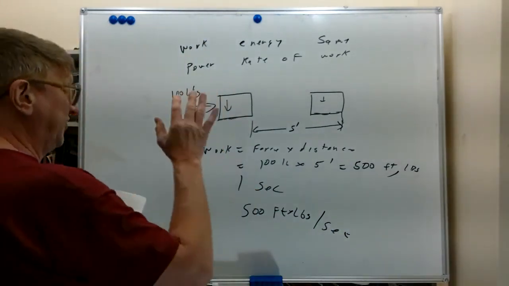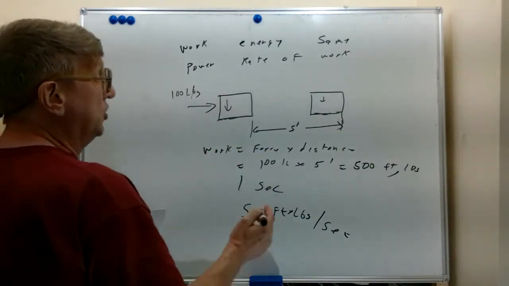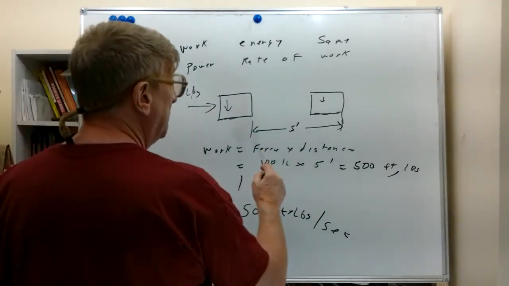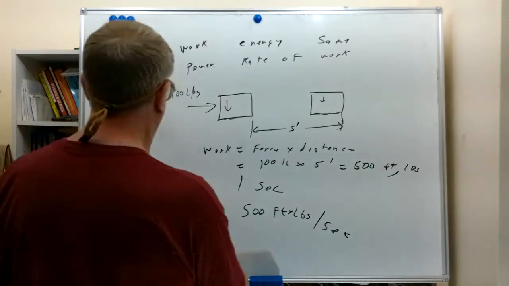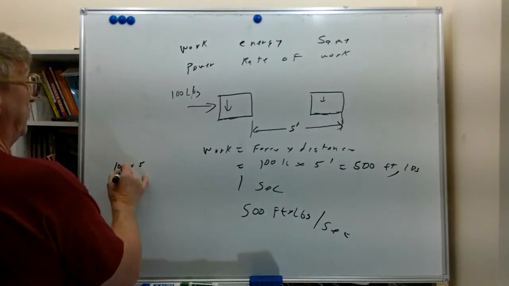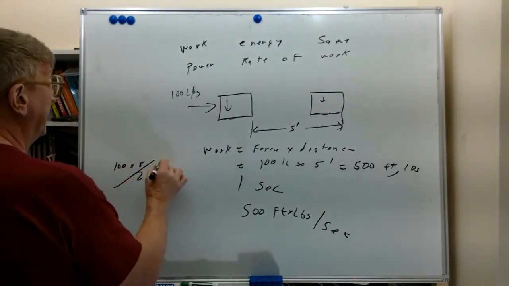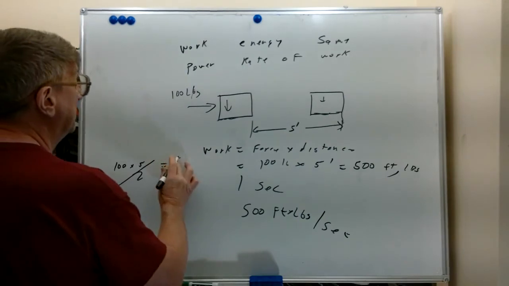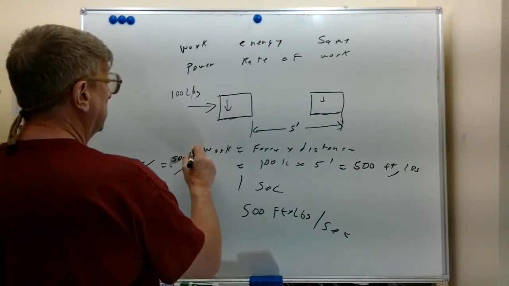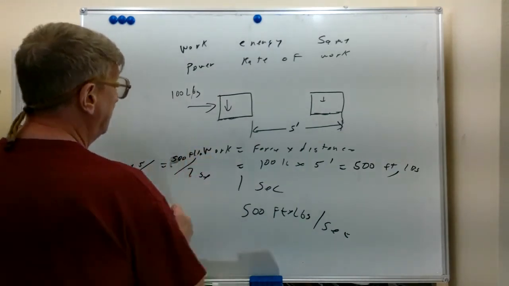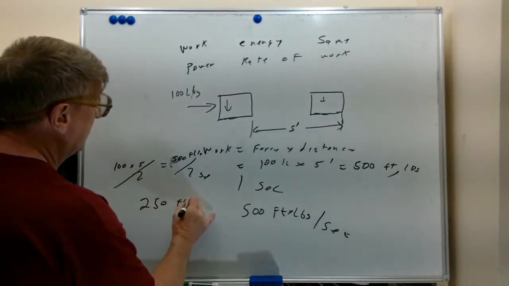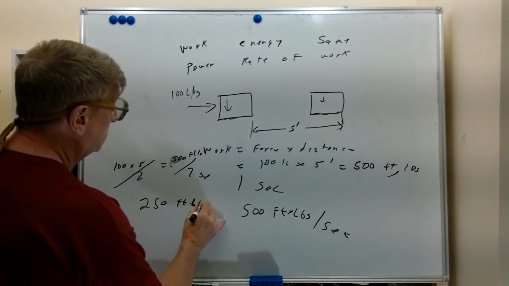If it's the same load, we did the same amount of work, but it took us 2 seconds, 100 times 5 is 500, so we're going to write that out. 100 pounds of force times 5 feet divided by 2 seconds: 500 foot-pounds of work divided by 2 seconds. That works out to 250 foot-pounds per second.